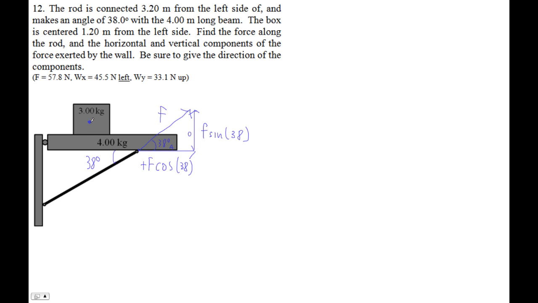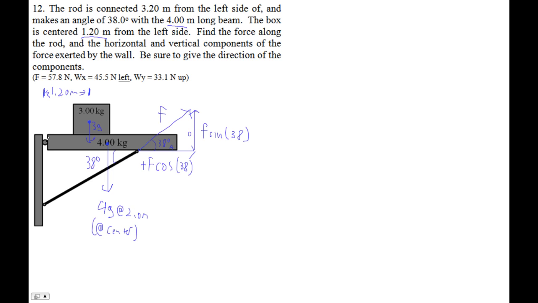Obviously, we've got the force of gravity down. We've got 3g. The box is centered 1.20 meters from the left side, so this is 1.2 meters. The beam is a 4 meter long beam, so the other force is, of course, the force of gravity. We've got 4g, 4 times 9.81, and this is 3 times 9.81. 4g is at 2 meters, because it's a 4 meter long beam and it's at the center.